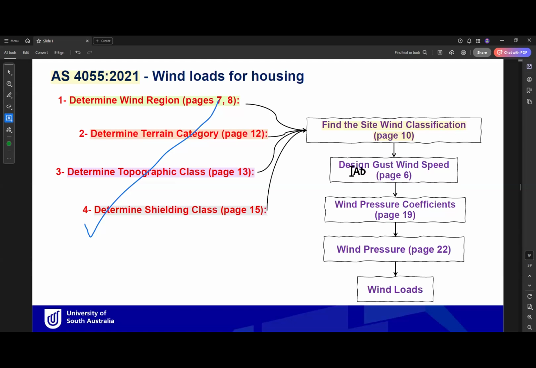The next step will be how to find the design gust wind speed. So the next step is find the design gust wind speed. The design gust wind speed will be based on the site wind classification. So after you find the site wind classification, you need to go to the table in page 6 of the standard to find how much is the gust wind speed.